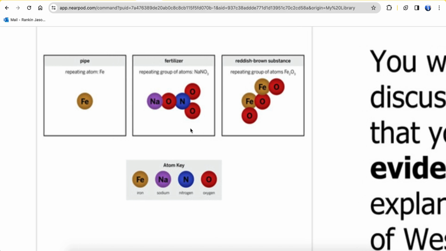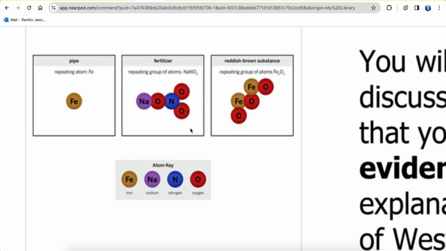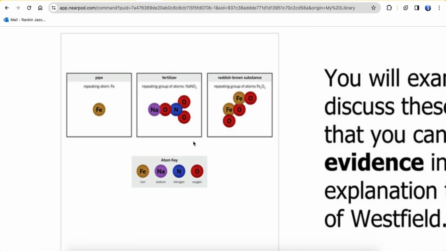All right, so we have 3 claims that we're going to work with. Claim number 1 is that the reddish brown substance is the same as the pipe substance. Claim 2, the reddish brown substance is the same substance as the fertilizer, right? Or claim 3, that the reddish brown substance is neither the pipe substance nor the fertilizer. Right, those are 3 claims that we're trying to figure out.